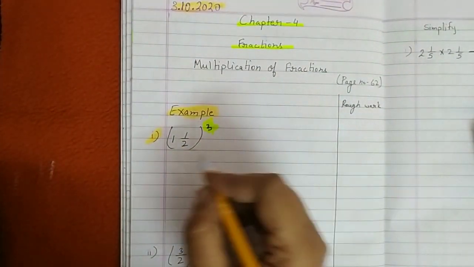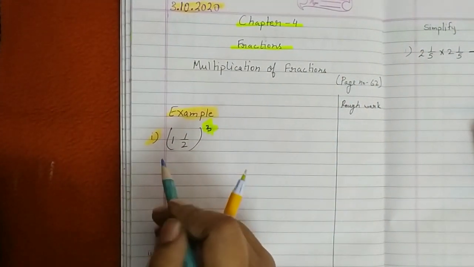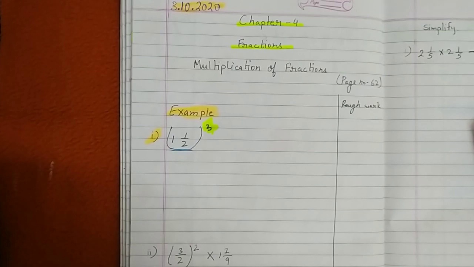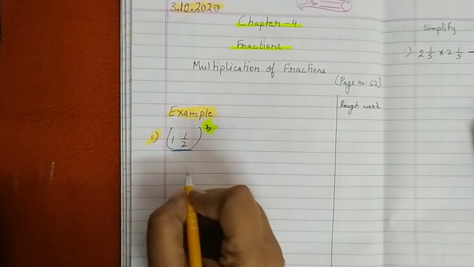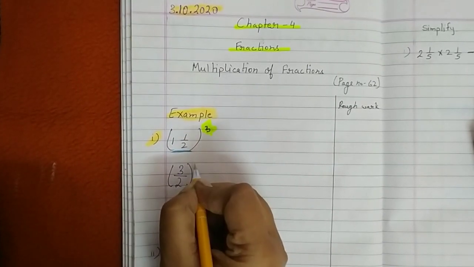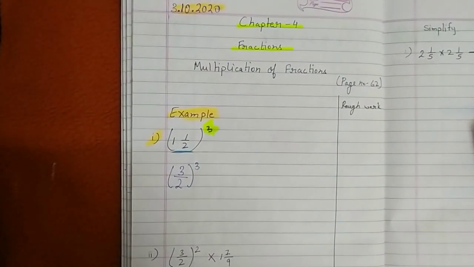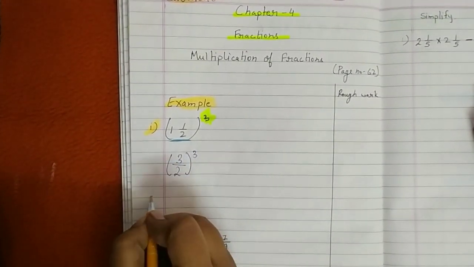first of all, you have to change this mixed fraction into an improper fraction. So 2 times 1 is 2, 2 plus 1 is 3. So what will this be? 3 upon 2 raised to the power 3. Now this much is clear. Now what are you going to do? Nothing, children. It's really simple.